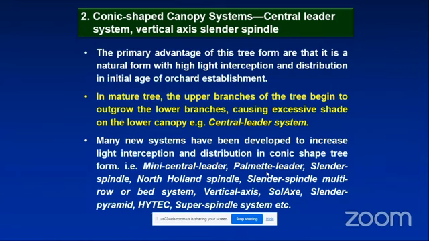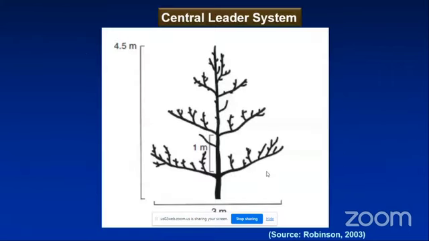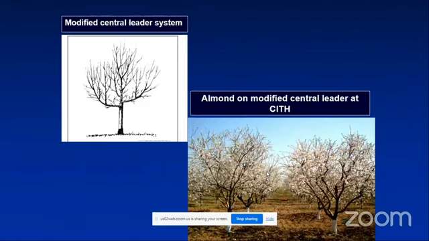Then in central leader system, we have to go for that. So many systems have been developed to increase light interception and distribution. In case of the central leader system, there is the mini central leader system, palm leader system, slender, and the North Holland system. Different orchardists have made different styles. This is one of the typical models of that central leader system when we are going for a typical apple tree in the field.